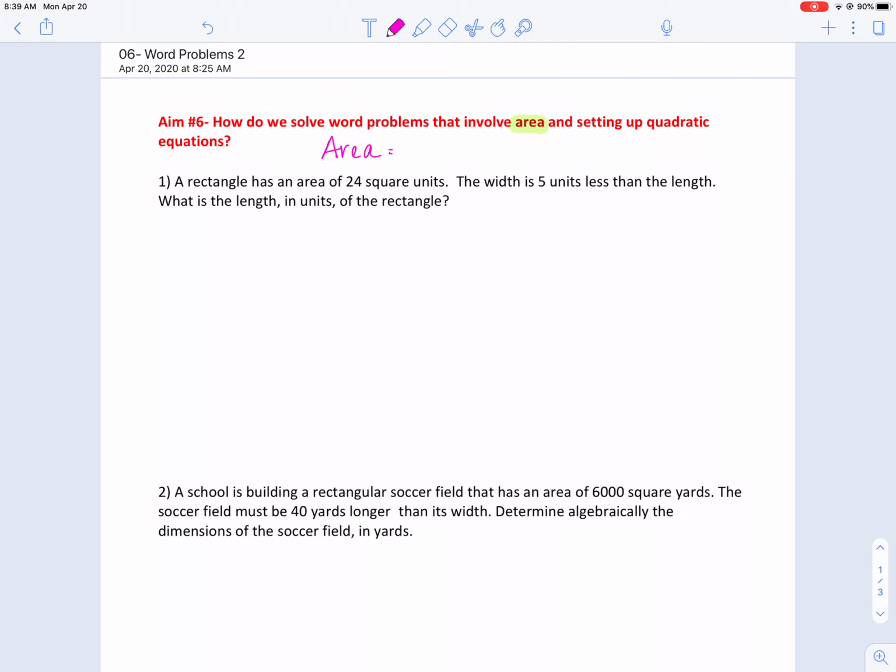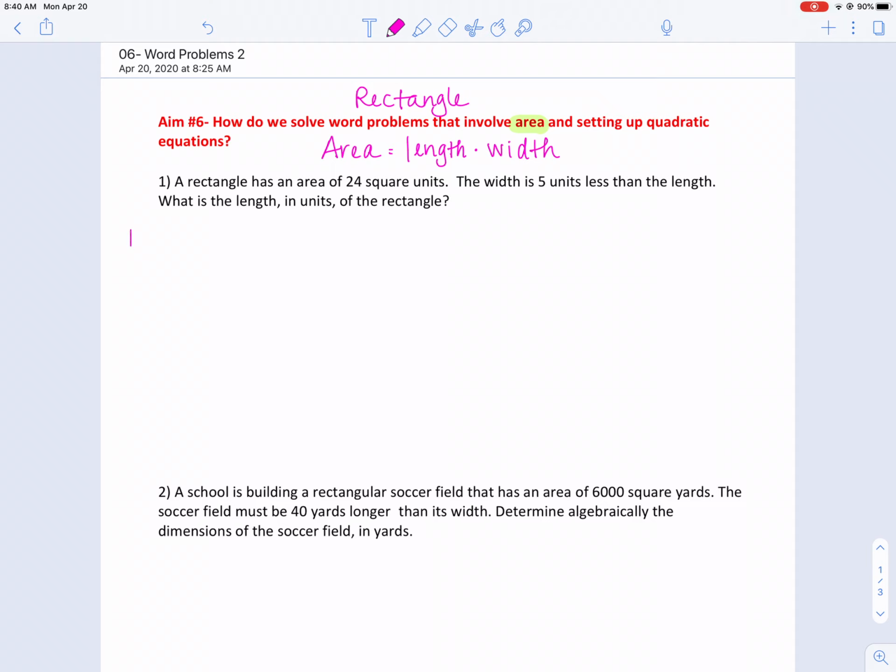Well, I guess it depends on what figure, but if you look at the first figure and even the second one, we're talking both times about a rectangle. Okay, so just remember that your area of a rectangle is length times width. Okay, so this one says that a rectangle has an area of 24 square units.